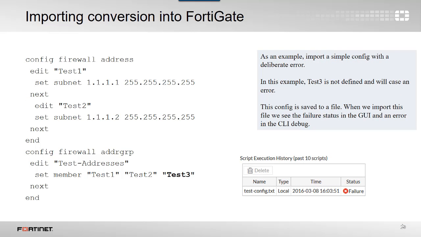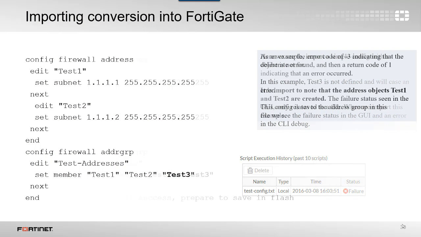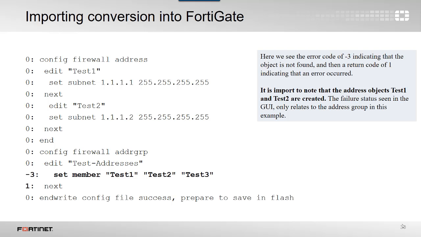I'm going to do a very simple example. We have this short, very small config with addresses and an address group, and there's an object missing. We're missing an address from the address group, so we have this deliberate error: test3 is not defined. When I load that, I see status failure, but I don't see why it failed. So I know it's failed, and I have to go to the CLI debug. Here I now see the error codes.